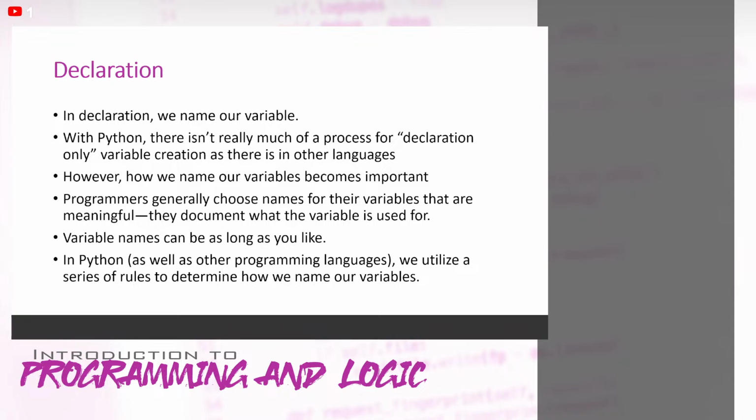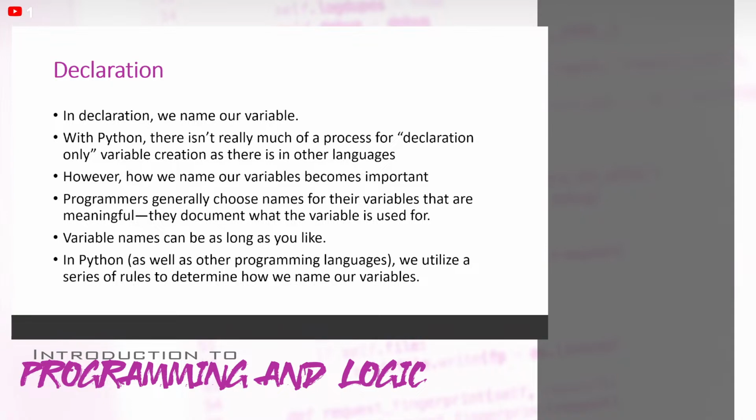Now, when we look at declaration, declaration is where we name our variable. Assignment is where we give it a value. So declaration is where we create the container, and assignment is where we put a value in that container. Now in Python, as we just discussed, we have to do both of these at the same time. We have to name the variable and put a value in the container simultaneously.